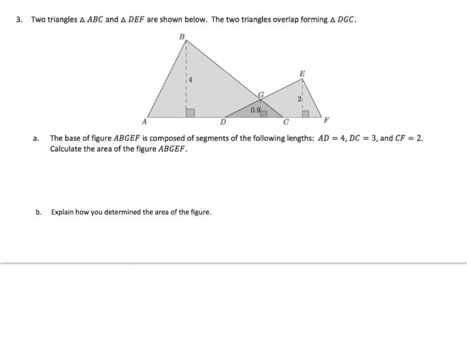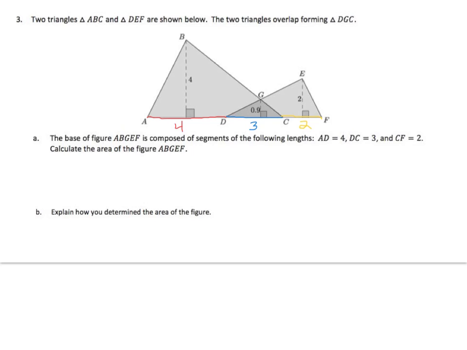Two triangles, triangle ABC and DEF, are shown below. The two triangles overlap, forming DGC. The base of ABGEF is composed of the segments of the following lengths. So we have AD is 4. See if I can just color code them. DC is 3. CF is 2. So calculate the area of the figure ABGEF.